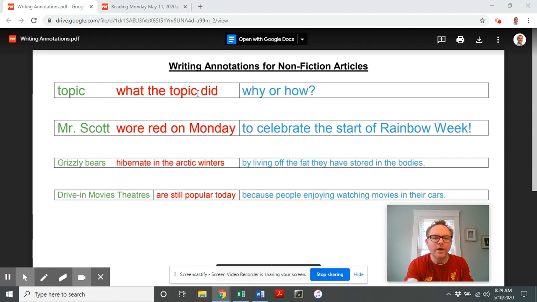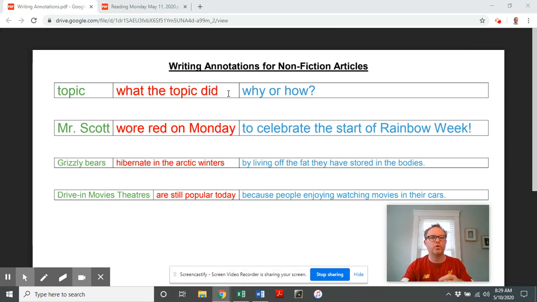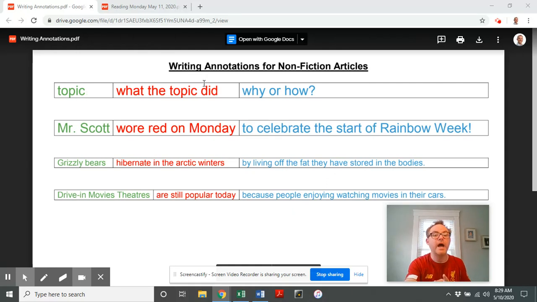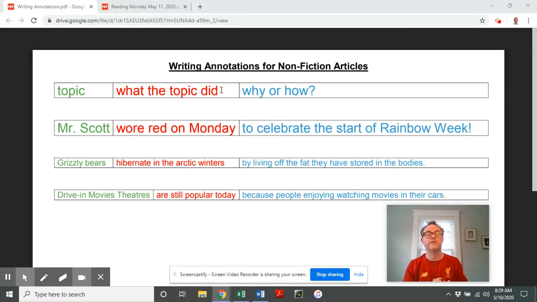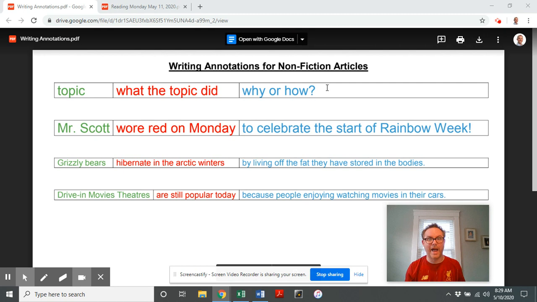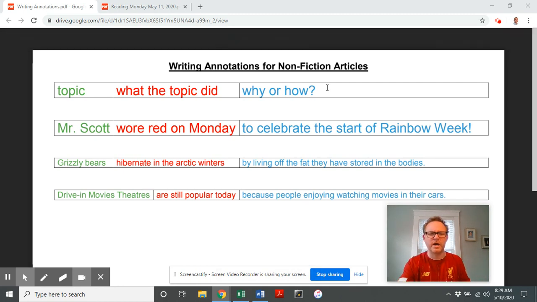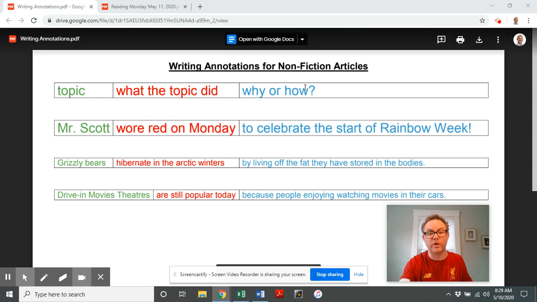So the next part, okay, what the topic did. So this, of course, would be the second part of the sentence that you are writing. So if we think about all the wonderful work that we were doing with Miss Cashin for the word study lessons, this, of course, would be the predicate. We start with the subject of the sentence in the beginning, and then we have the predicate. The predicate includes the verb. The verb is the action word. So what is it about the topic? What's the verb that's going to go in there? Third and final part is why or how. More of an explanation about why the topic did what it did.